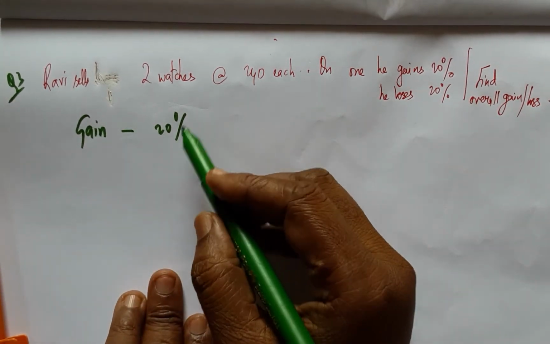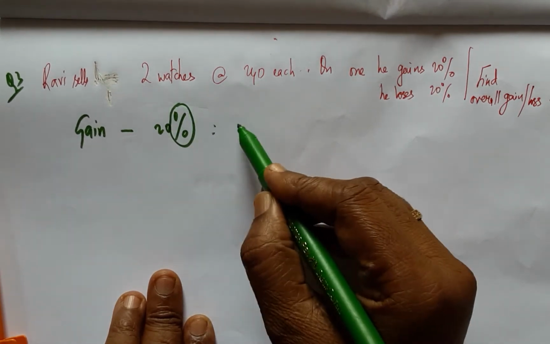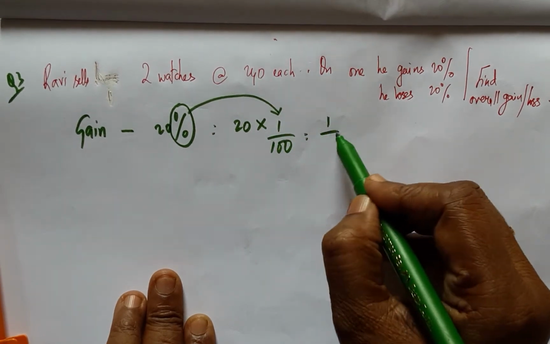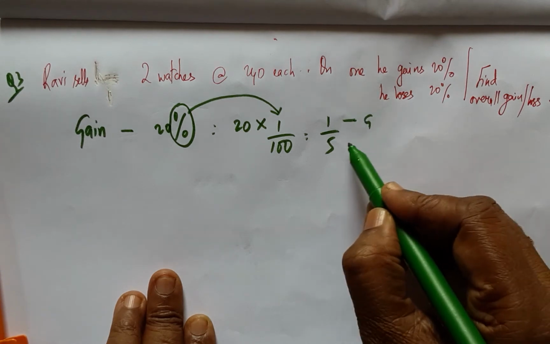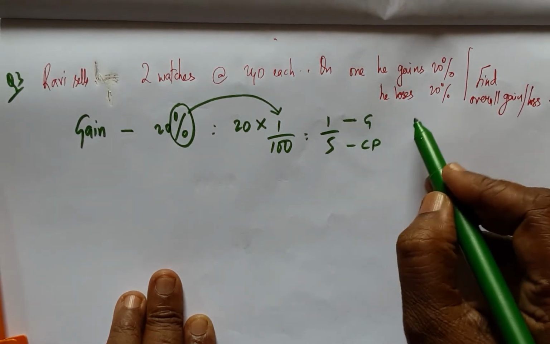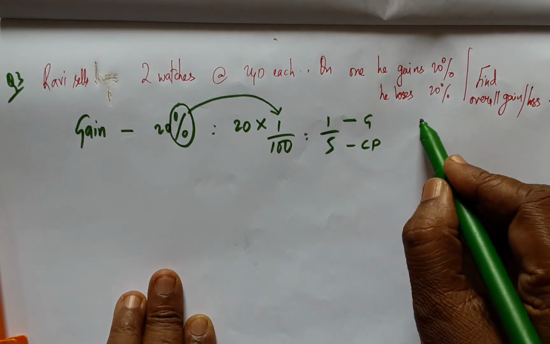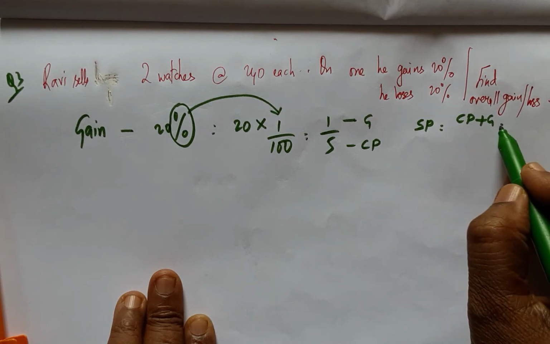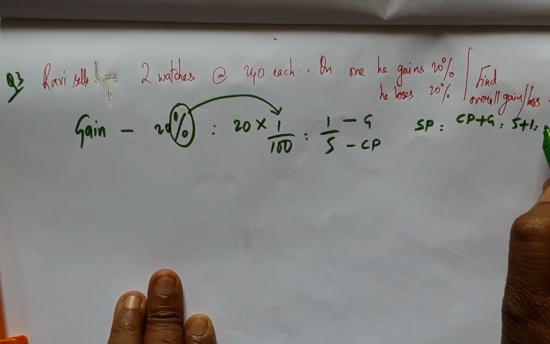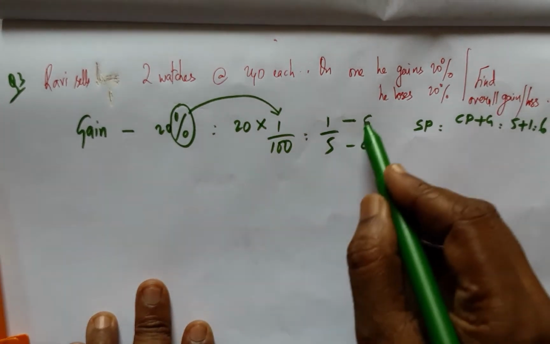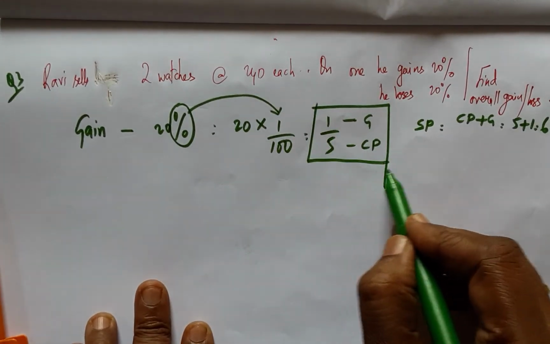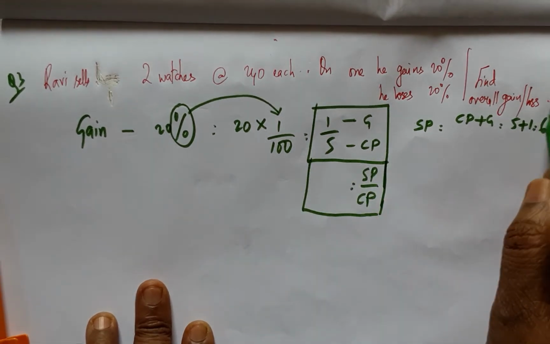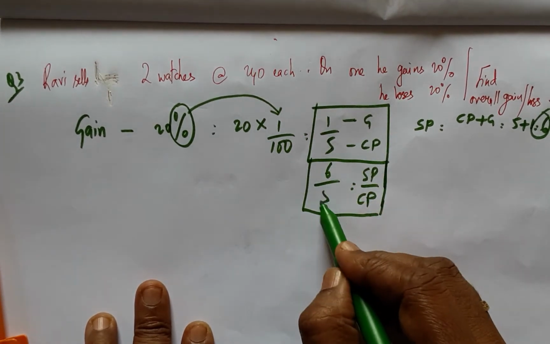You see, gain percentage is 20, and conversion of this 20 into a fraction is very simple. It will give 1 by 5, where this part is the gain and this part is the CP. Now to arrive at SP, since it is gain, SP will be more, therefore SP will be CP plus gain, which is nothing but 5 plus 1 gives 6. Therefore, this is one fraction, and the other fraction is SP by CP, which is nothing but 6 by 5, where CP is 5.